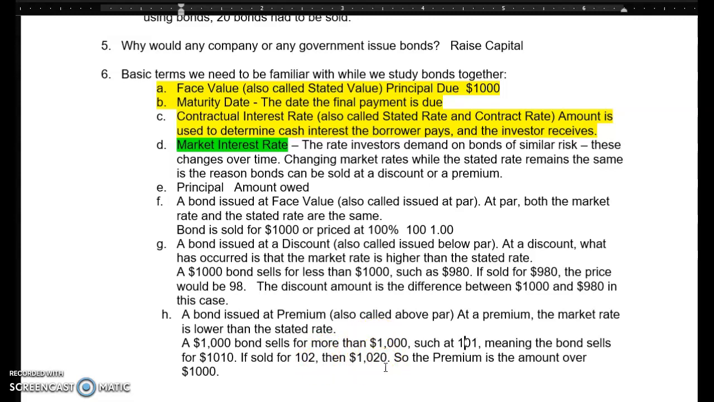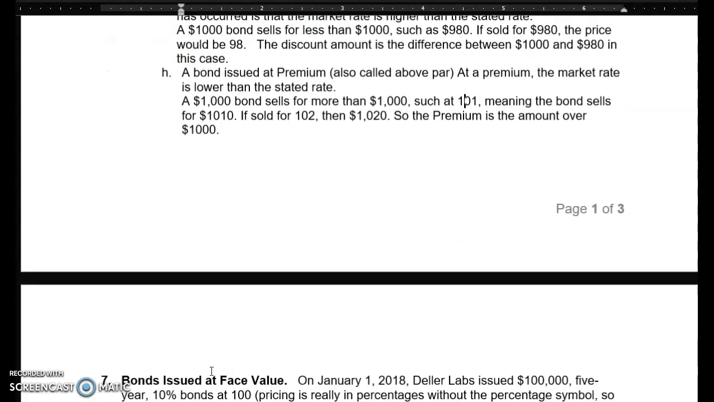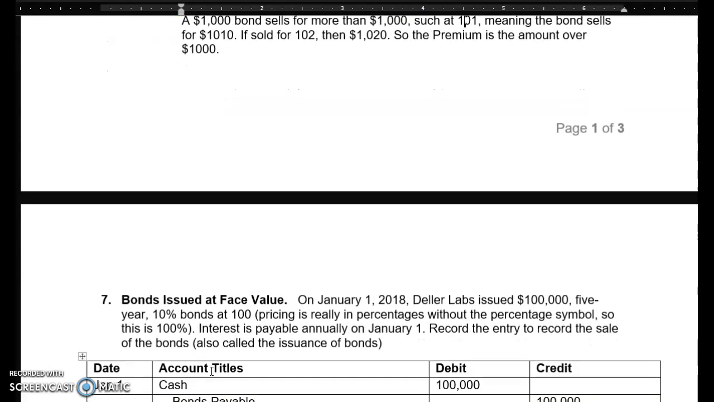The premium is the amount over the face value. Well, the face value is 1,000. So looking at 1,020, the premium's 20. Looking at 1,010, the premium's 10. In the next video, we'll start working journal entries, and hopefully some of these terms will begin to make sense.